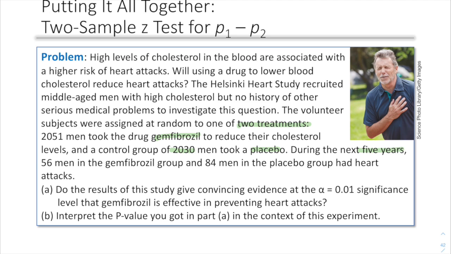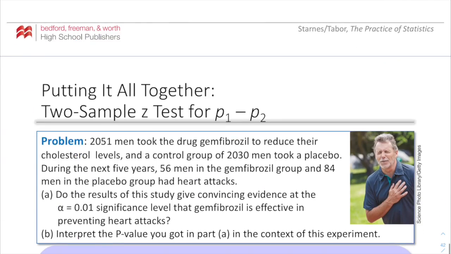During the next 5 years, 56 men who took the drug and 84 men who took the placebo had a heart attack. So do the results of the study give convincing evidence at the alpha equals 0.01 significance level that the drug is effectively preventing heart attacks? Part B, interpret the p-value. So remember, does it provide convincing evidence? We have to give an entire hypothesis test.